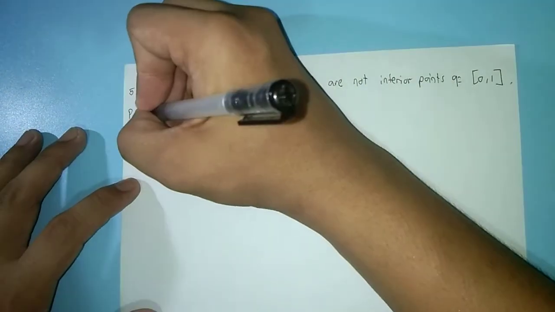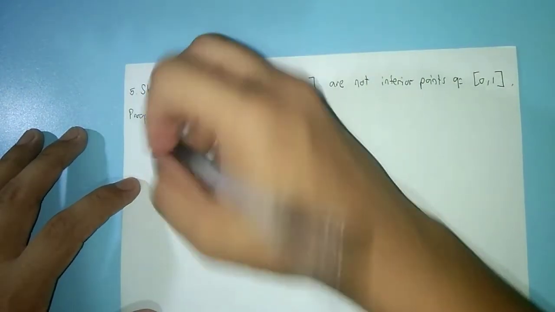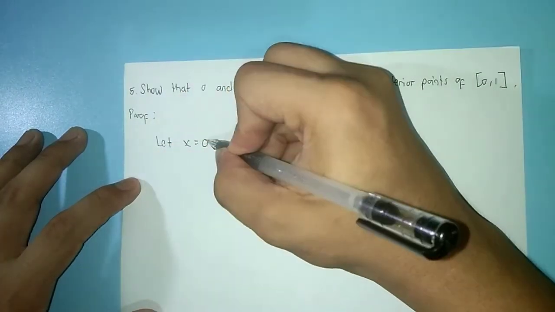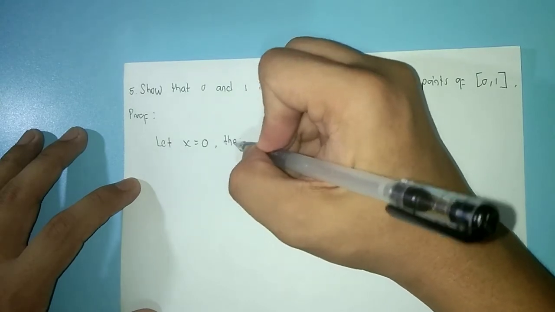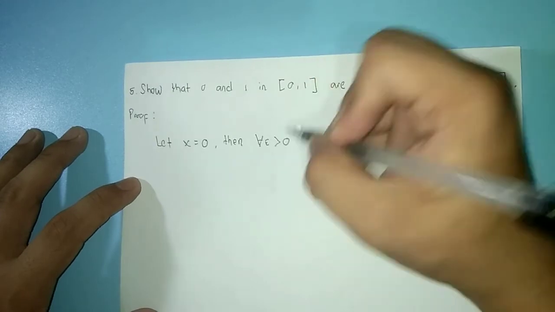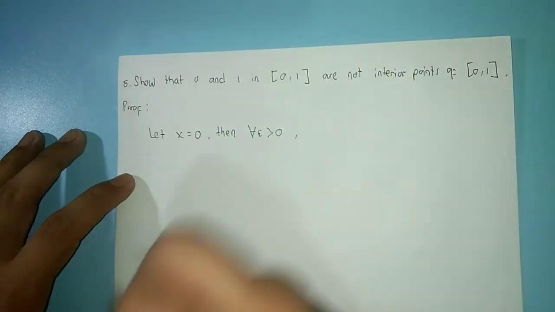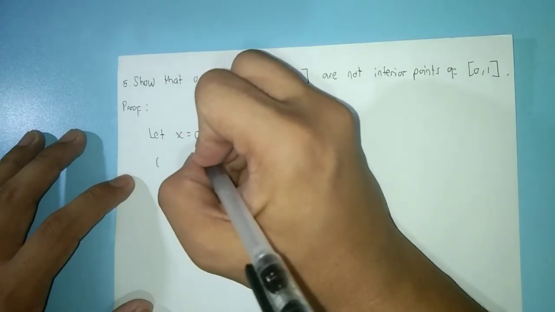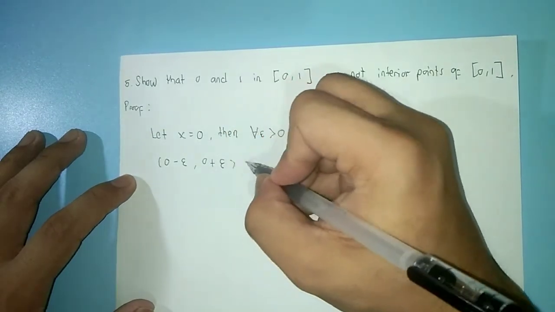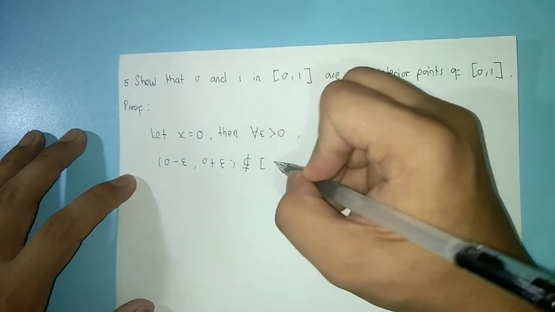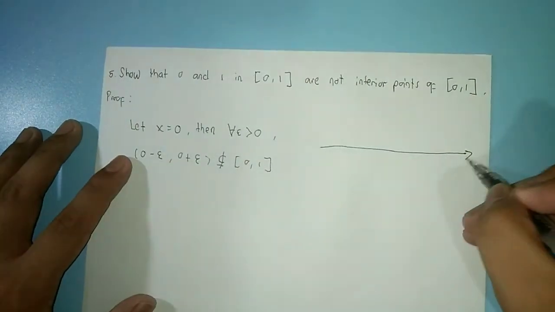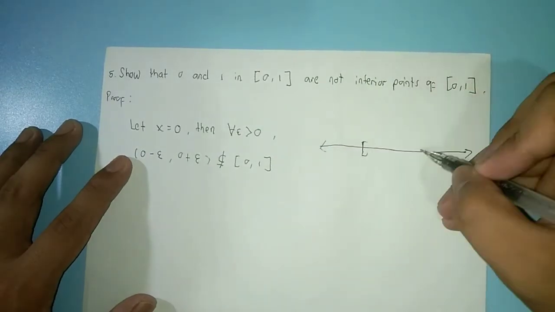So for our proof, simulan muna natin dito kay 0. So let x be equal to 0, then for any positive epsilon, yung epsilon neighborhood ng 0, which is yung 0 minus epsilon, 0 plus epsilon, cannot be a subset of [0, 1]. So, bakit kaya? Okay? So, for example, para ma-imagine nyo, let's say, ito yung ating [0, 1].